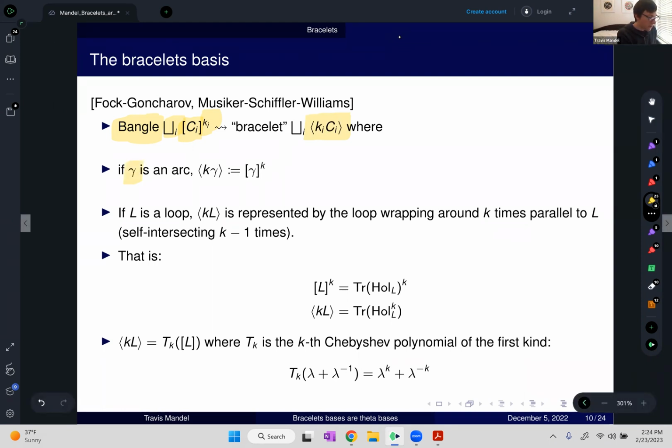So if gamma is an arc, then this angled bracket K gamma just means gamma to the K, like the element associated to gamma to the kth power. So it's the same as the bangles element in that case. If that was a loop, though, we do something different. So when that was a loop, KL will be represented by a loop which wraps around K times parallel to L and then closes back up. So it self-intersects K minus 1 times.